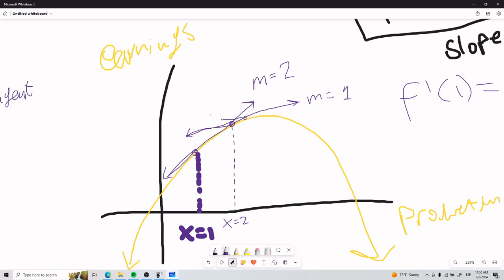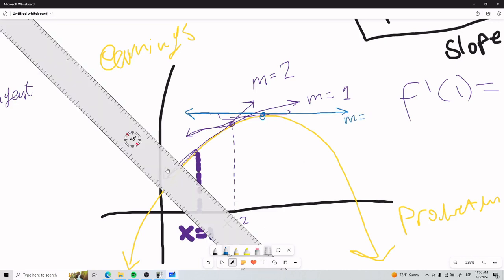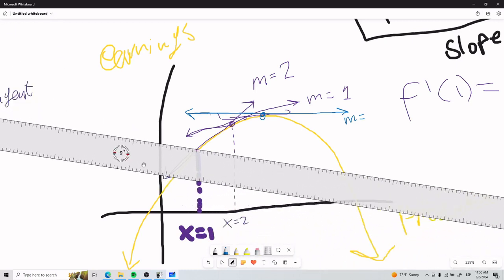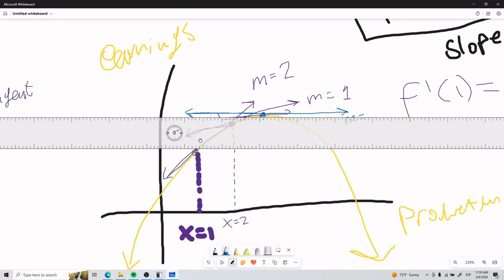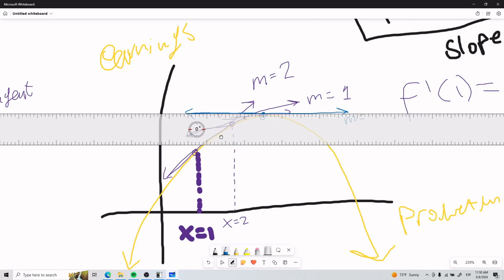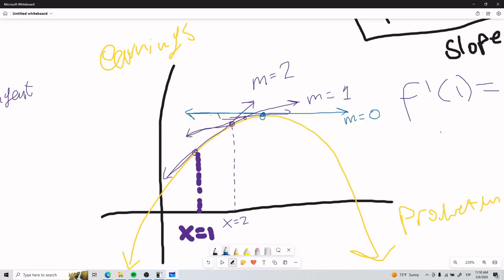And if you keep going and you keep drawing lines until you reach the vertex, all right, here comes the big O moment, see? So over here, right at the vertex, you have a slope of what? Ladies and gentlemen, it's a horizontal line. Look at this. Look at my amazing art skills. 0 degrees, boom. It's a horizontal line, isn't it? So m equals 0.